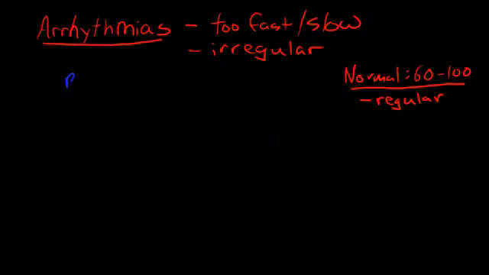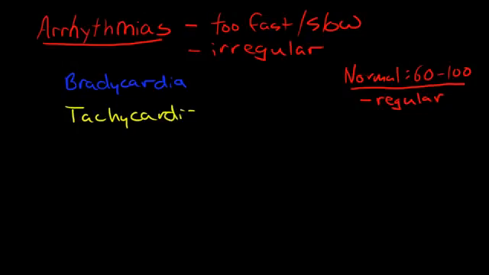Okay, so there's two basic types. There's rhythms that are too slow, bradycardia or bradyarrhythmias, and tachycardia. Okay, so we're going to talk about bradycardia first. So, bradycardia. Let's stick with the blue color here. So, bradycardia, there are two possible causes for bradycardia.